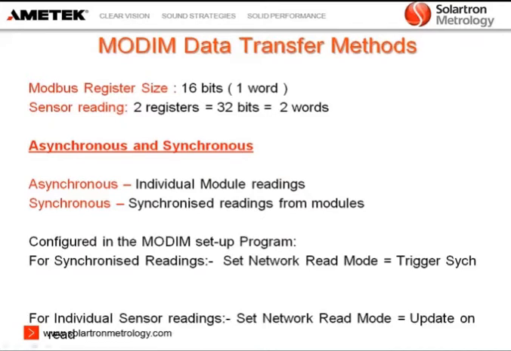And how do you do that? You do that by configuring the MODIM using the setup program. So to take synchronized readings, you set the network read mode to trigger sync. And if you want to take readings from individual sensors, you set the network read mode to update on read. So that was a bit about how the data is transferred in terms of bits and words.